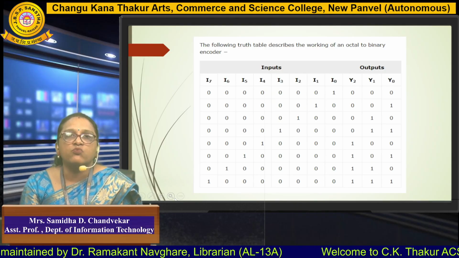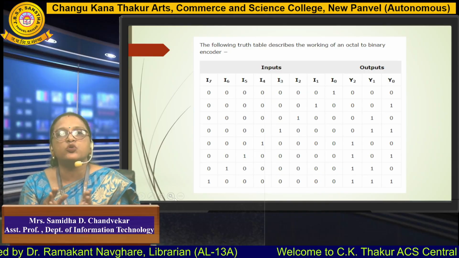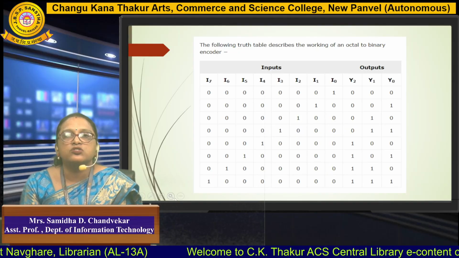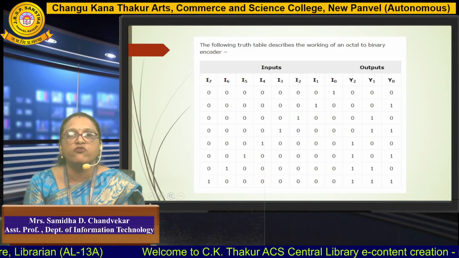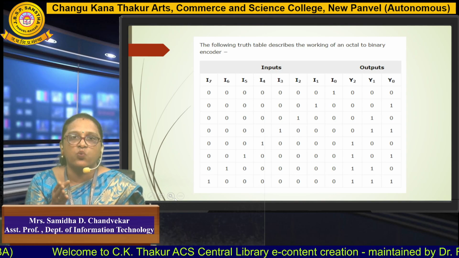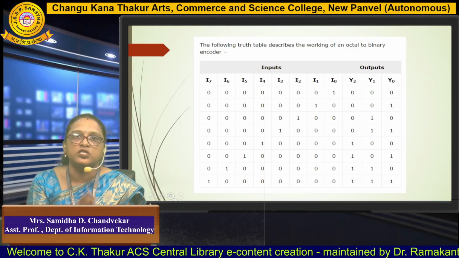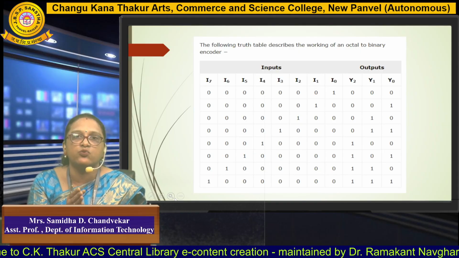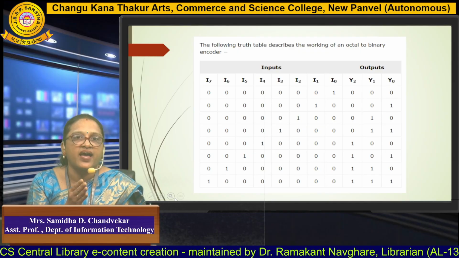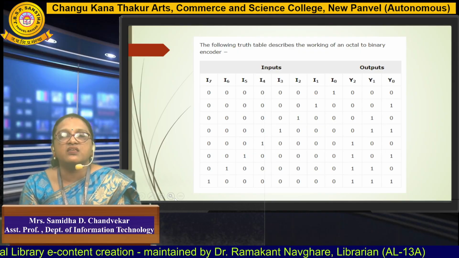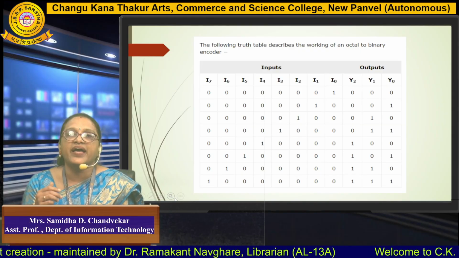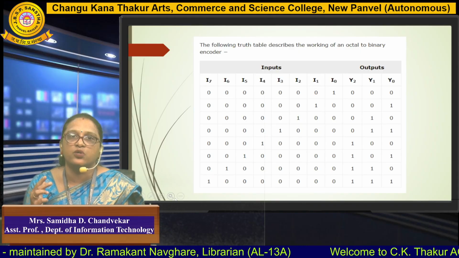So this is the truth table for the octal to binary encoder, with inputs and outputs. For I0 to I7, you just have to put 1 in descending order, so I0 is 1, I1 is 1, I2 is 1, I3 is 1, I4 is 1, I5 is 1, I6 is 1 and then I7 is 1. In the output lines, there are the values 0 0 0, 0 0 1, 0 1 0, and so on.